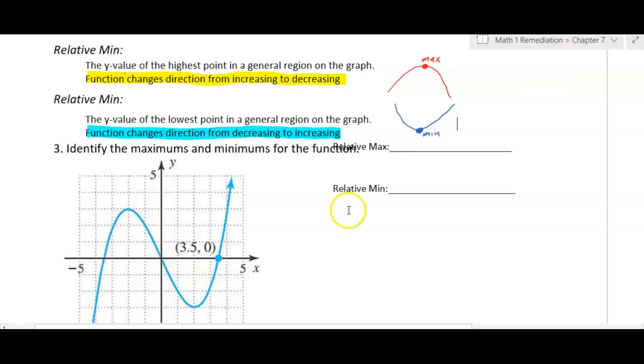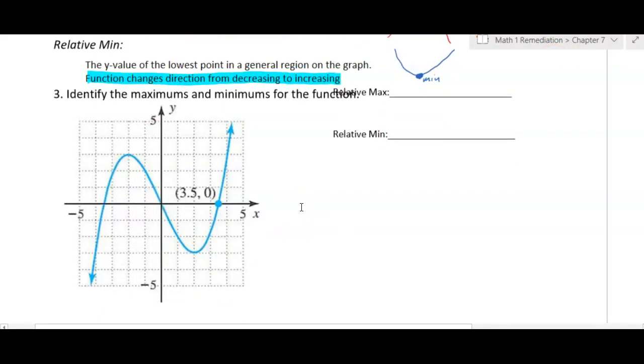So when you look at the first example here, identify the max and mins of this function. Well, right away, you have to know, when I look at this, this arrow points down forever and ever. That one goes up forever and ever. So this graph won't have an absolute max or min because it never reaches a highest point and it never reaches the lowest point.